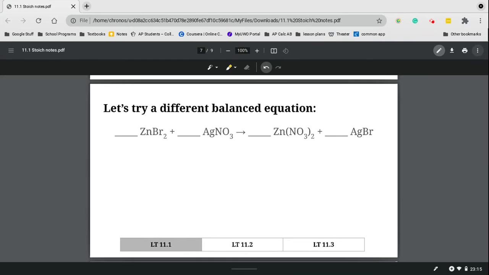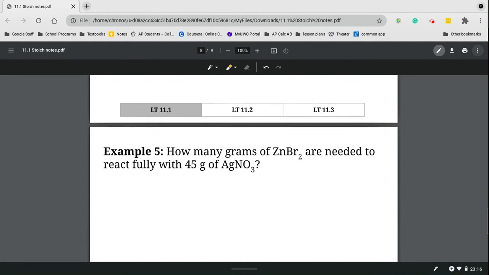And so let's just use a different reaction here. To balance this out, that's going to be 1 ZnBr2, 2 AgNO3, 1 Zn(NO3)2, and then 2 HBr. And again, this is going to be our mole ratio, 1 to 2 to 1 to 2, that we're using in our stoichiometry.